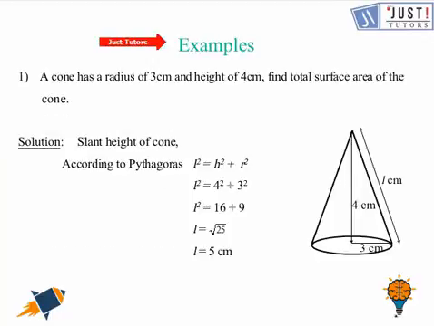Let's look at one example of how to find the total surface area of a cone, where the radius is given as 3 centimeters and height is given as 4 centimeters. So the first thing that we'll find out is the slant height l. Using the Pythagoras theorem, we'll put in our values of height and radius. This is the altitude h and this is the base, that is r. So l is calculated as 5 centimeters.